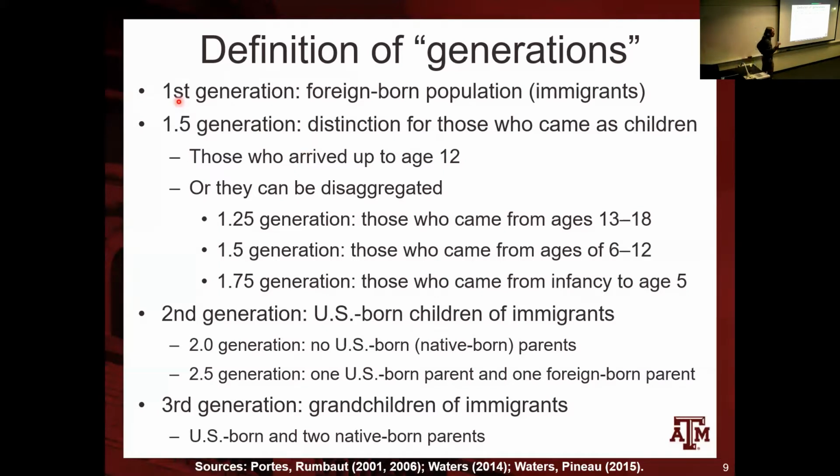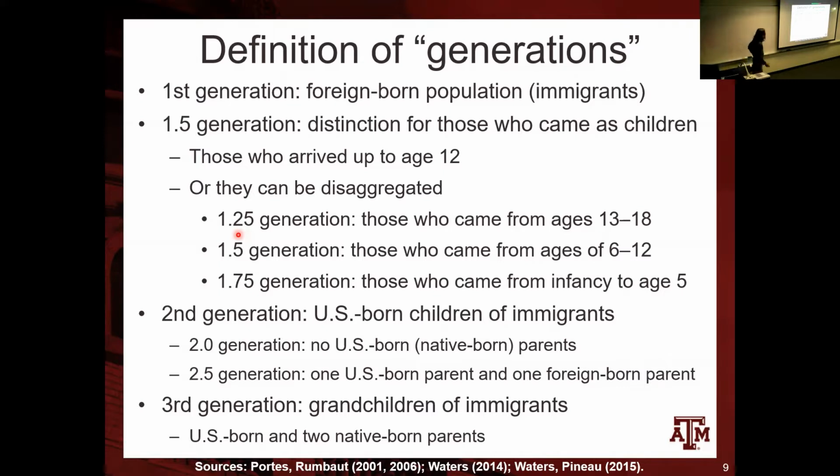And if we have really detailed information about the age at which these people entered the US, and we have enough people from whom we collected data, so we have enough sample size, we can break this 1.5th generation into three subgroups. The 1.25th generation are those who arrived in the US between the ages of 13 and 18. 1.5th, those who arrived between 6 and 12, and then 1.75th, those who arrived up to the age of 5.